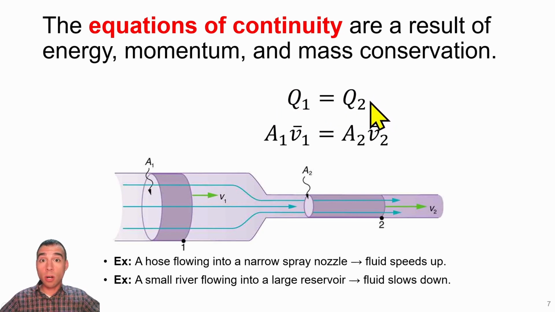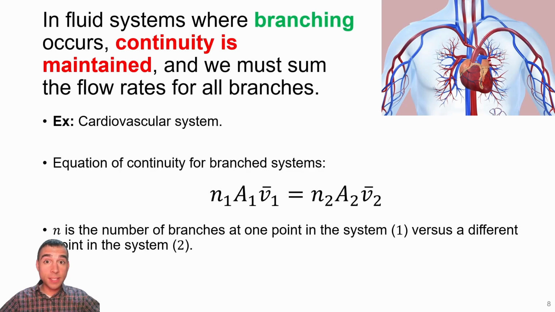And then we can use our equations for flow rate to substitute in for Q and say that the area times the velocity at one end must be equal to the area times the velocity at another end. This also applies to systems where we have a fluid channel that is branching or becoming multiple different paths for the fluid to flow through. Continuity will still be maintained for a closed fluid system, and that means that the same amount of fluid flowing through one end must be equal to the amount of fluid flowing through the other end of the system.